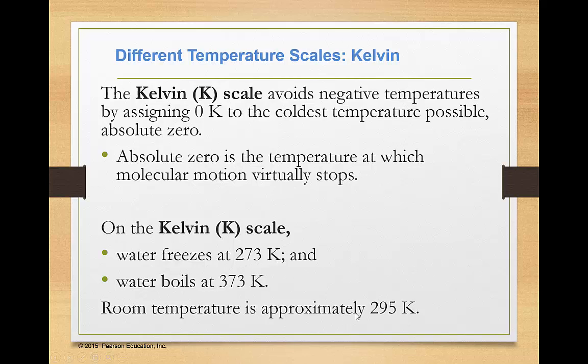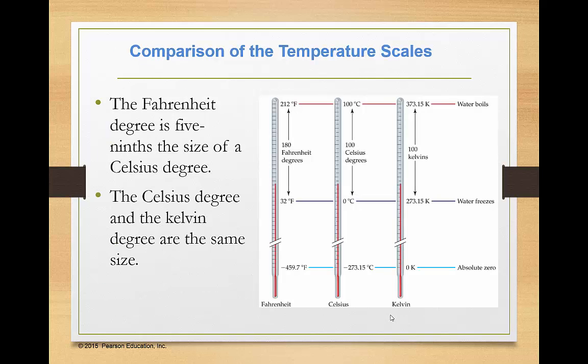Room temperature would be approximately 295 Kelvin. You may see some people say 298 Kelvin. It varies by a little bit. So if we look at how these three scales compare one to the other, the Fahrenheit degree is 5/9 the size of a Celsius degree. So that 5/9 comes back from that ratio.